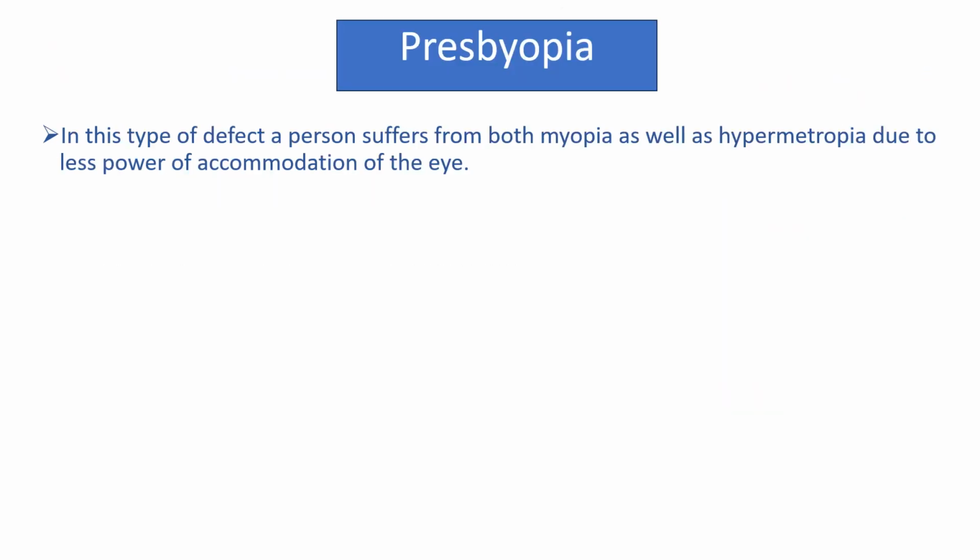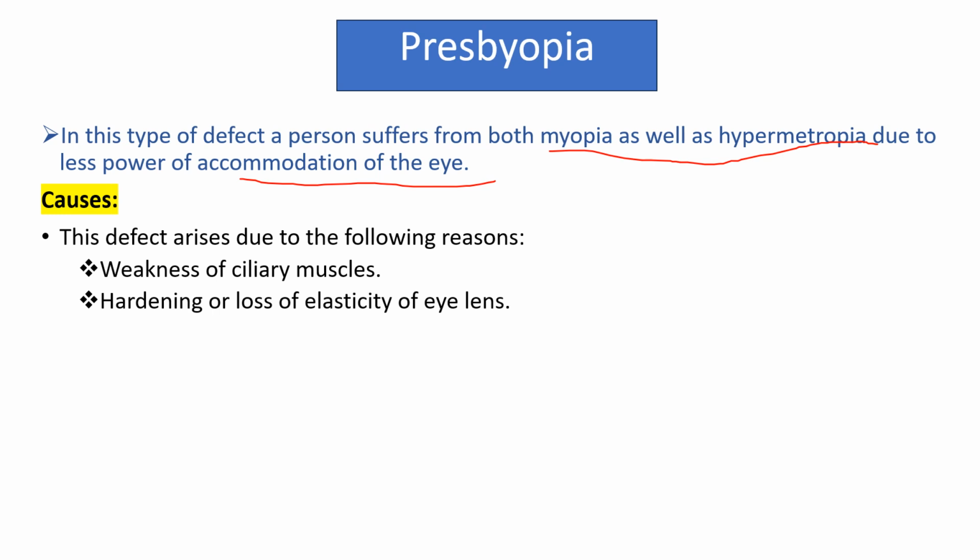Now we'll discuss the next defect, that is presbyopia. In this type of defect, a person suffers from both myopia as well as hypermetropia due to less power of accommodation of the eye. Generally, it happens in old age people. The causes of this are weakness of ciliary muscles and hardening or loss of elasticity of the eye lens.